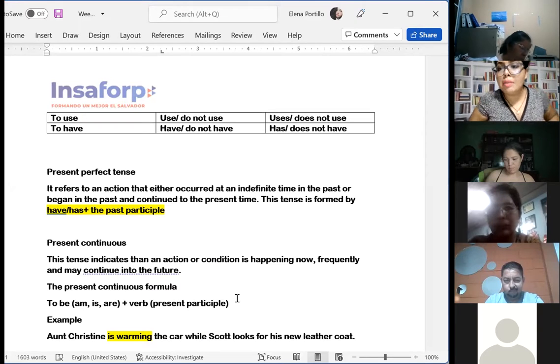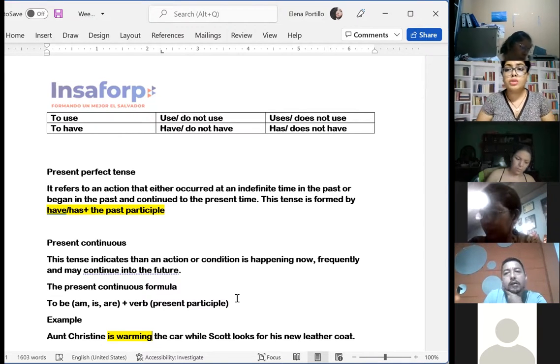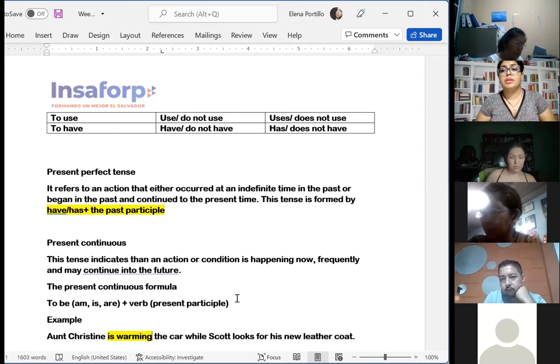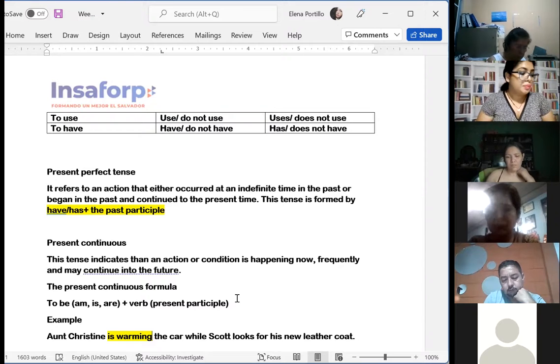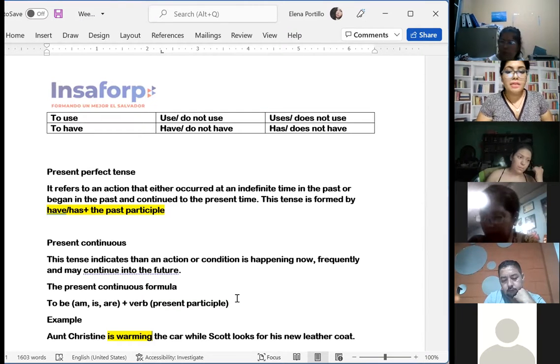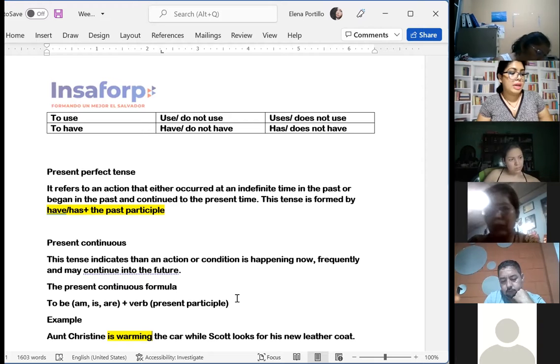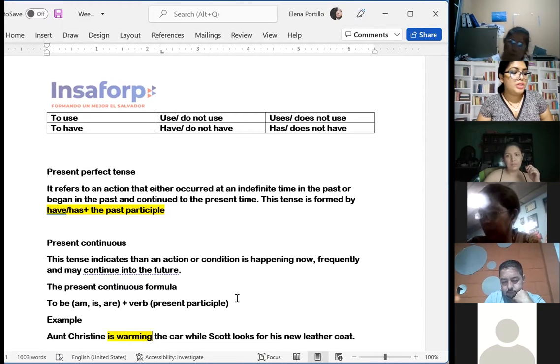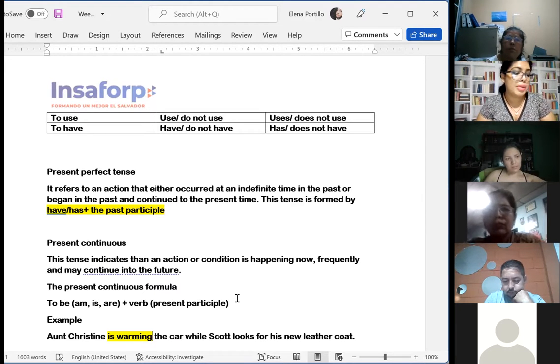So this is an action that is happening in this moment, but also it can continue in the future because she is warming the car. But we don't know how many times Scott will spend looking for the new leather coat. So then we have the present continuous, a way to convey any action or condition that is happening right now, frequently, and maybe ongoing. It adds energy and action to writing, and its effect helps the reader understand when the action is happening.